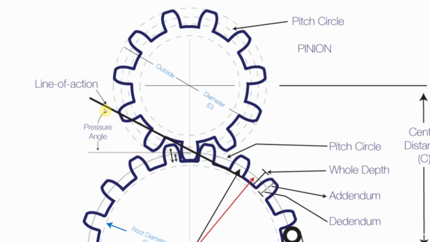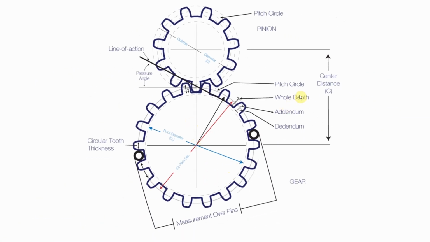So the angle between the line of action and common tangent to pitch circles of both the gears is called pressure angle. This is the angle with which the tooth of the pinion gear will hit the tooth of the driven gear. Alright, let's look at center distance. The center distance is nothing but distance between the centers of two gears.